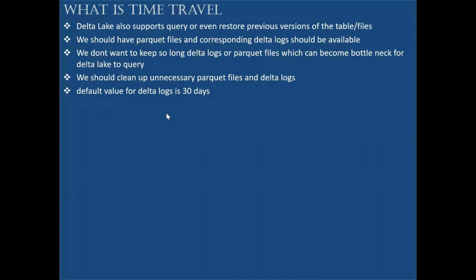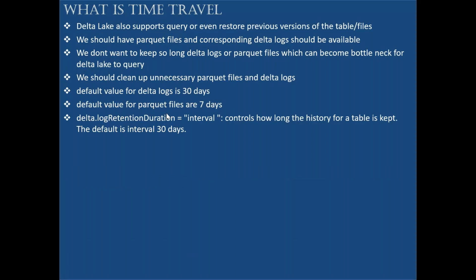The default value for delta log is 30 days and the default value for parquet files is 7 days. This is the documentation point. In order to set the log retention duration, which is 30 days by default, if you want to decrease or increase it, you can use the parameter delta.logRetentionDuration equal to interval. It controls how long the history of the table is kept. The default interval is 30 days.